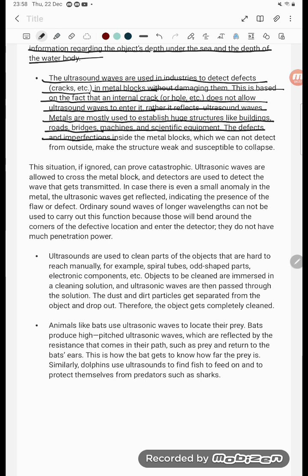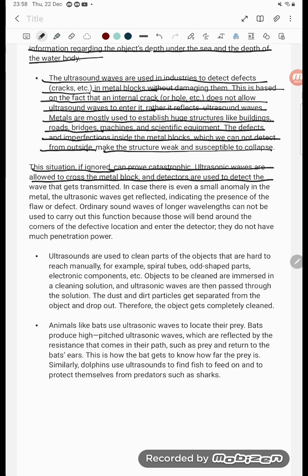The defects and imperfections inside the metal blocks, which cannot be detected from outside, make the structure weak and susceptible to collapse. If ignored, this situation can prove catastrophic. Ultrasonic waves are allowed to cross the metal block and detectors are used to detect the waves that get transmitted. If there is even a small anomaly in the metal, the ultrasonic wave gets reflected, indicating the presence of a flaw or defect.